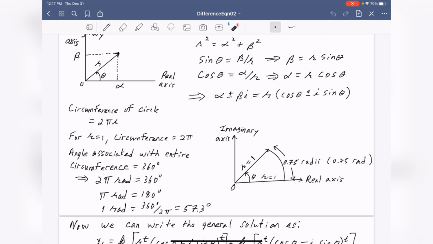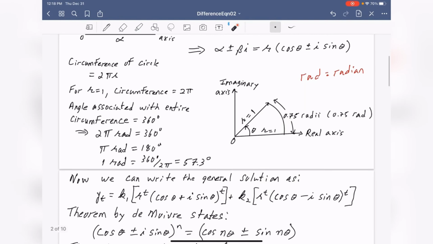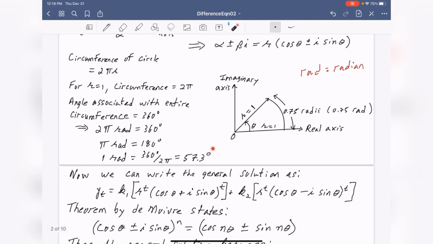These are radians, and we mark that as rad. I'll just call it rad from now on. So we have that 2 pi rads is 360 degrees. So pi rads is equal to 180 degrees. And 1 rad is simply 360 degrees divided by 2 pi, which gives us 57.3 degrees. Now, how many radians are there in this particular one? Well, we'll show you that it's going to be 0.75 rad.